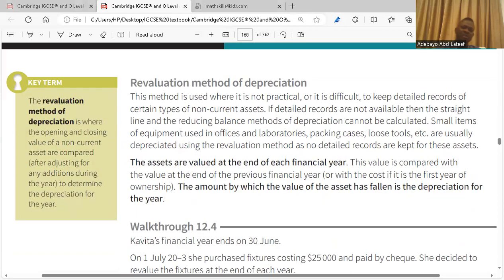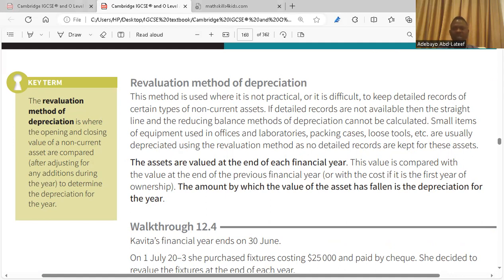Now we go to evaluation. When we talk about evaluation, here we're talking about the asset itself. This method is used where it is not practical or it is difficult to keep detailed records of certain types of non-current assets. If detailed records are not available, then the straight line and reducing balance methods of depreciation cannot be calculated. We use evaluation when we cannot measure the assets.